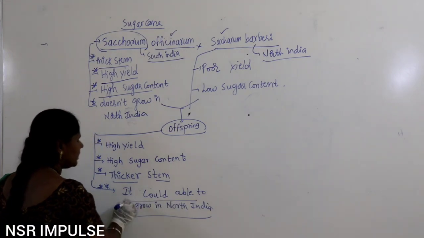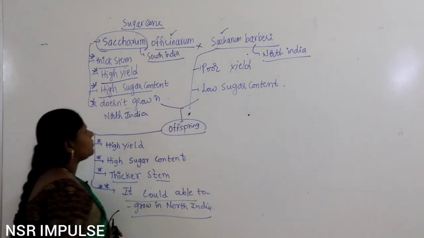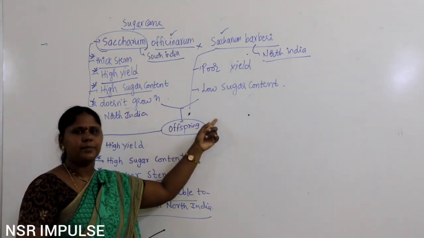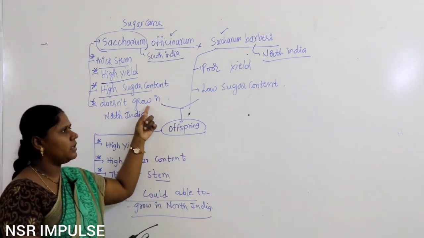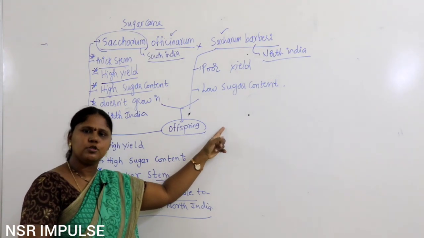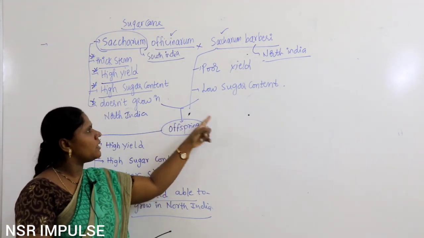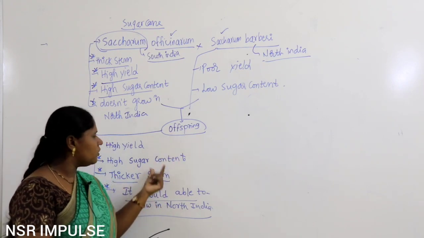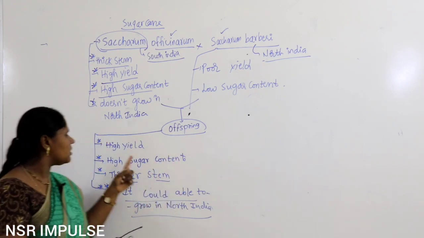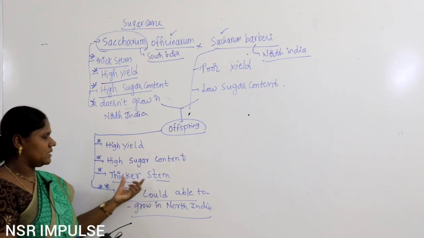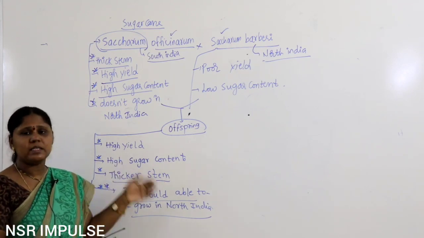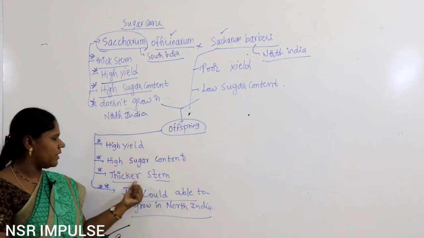So what exactly is the meaning of this? Guys, here two characters have been combined. One has high sugar content, the other has low sugar content. When these two are combined, we get the offspring, or the daughter plant, having good characters. What are the good characters? A dominant character, it has a thicker stem. When a thicker stem is there, guys, it is not always ensured that the thicker stem will give high yield.